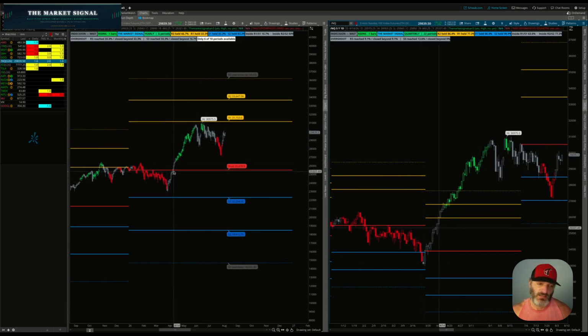Yearly, get above the yearly pivot at 25,478. Almost make first target R1. That's a huge move. We missed R1 by about what, 200 points there, 175 points. Pay attention. These targets really matter.